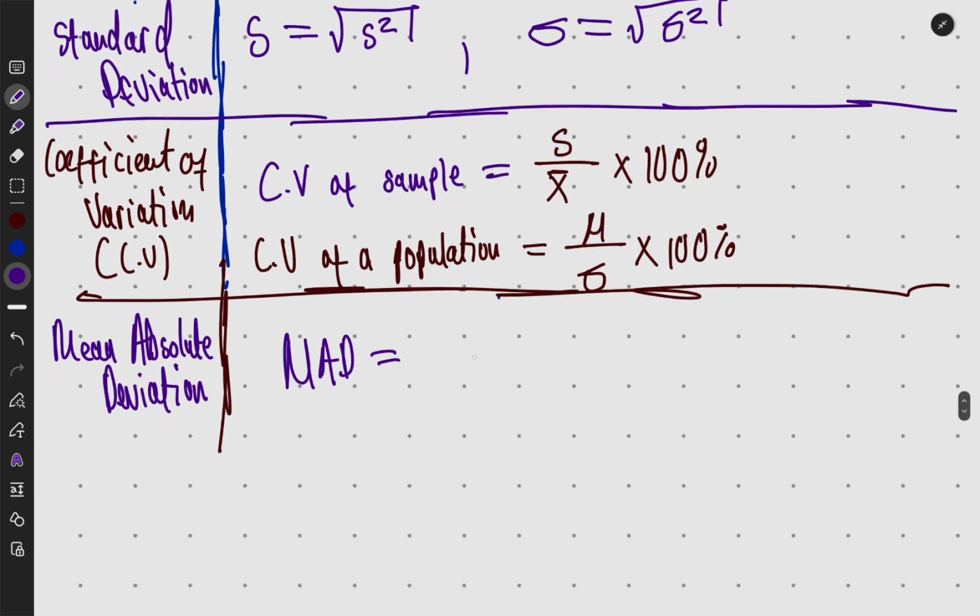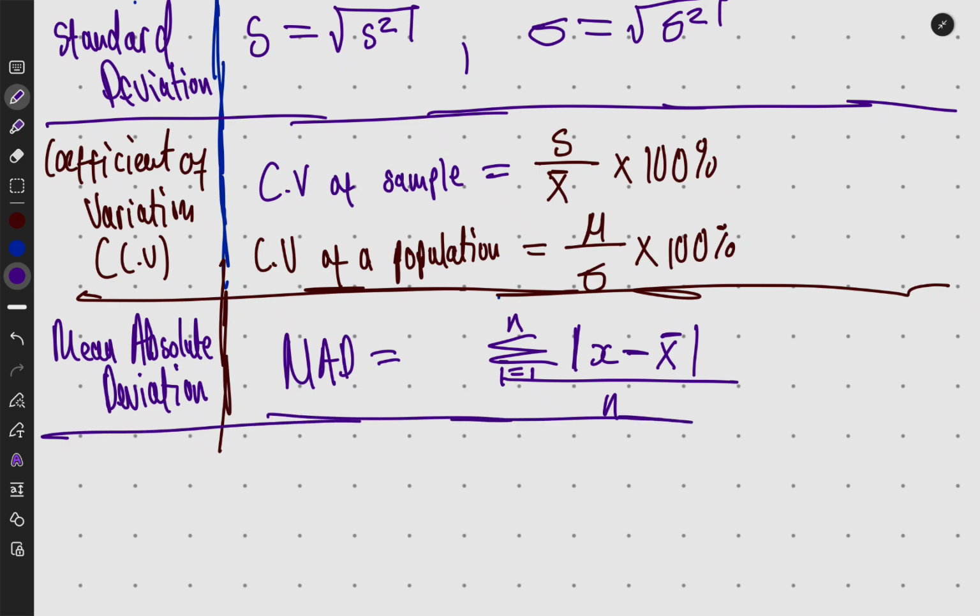If we put it as x minus x bar, then we put the modulus and sum all of them. It's going to be the summation, from 1 up to n, of the modulus of x minus x bar, and we divide by n. I want you to know what this is saying. This gives you the mean absolute deviation.